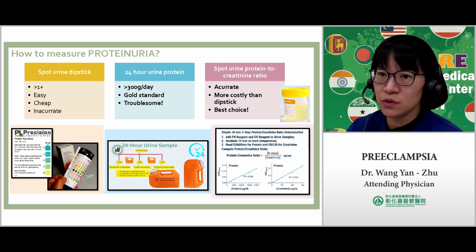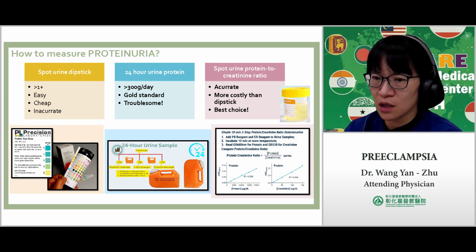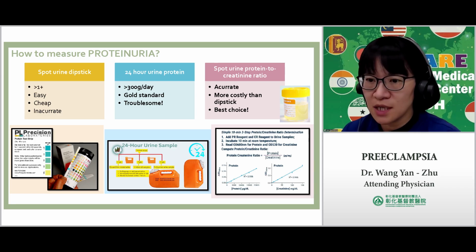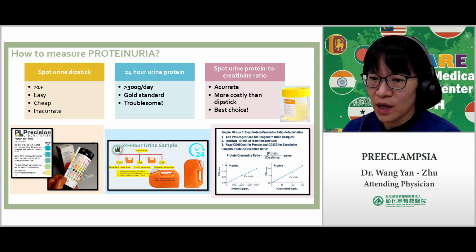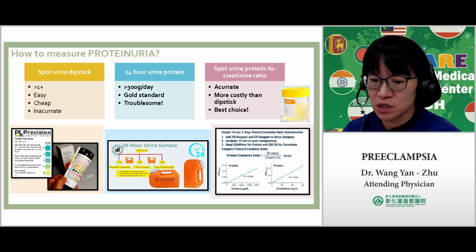So I would suggest everyone try to use this one: the spot urine protein to creatinine ratio. I think everyone should have heard of it. If you have never heard of it, you can ask in your hospital or your colleagues, if they work in the nephrology department, like kidney doctors, or diabetes mellitus doctors, they are quite familiar with the protein creatinine ratio. It's a spot urine, but we use a machine to detect the protein amount in the urine, and also the creatinine amount in the urine. By dividing the protein by the creatinine, we get a ratio that accurately reflects the amount of protein in the urine. So it's very accurate, but it's more costly than the dipstick, though easier than the 24-hour urine protein. So it's the best choice for now.